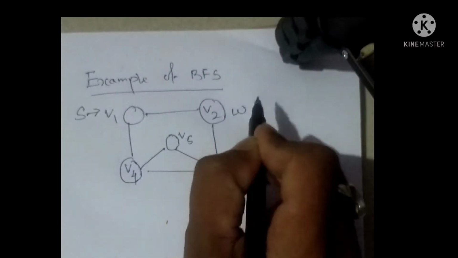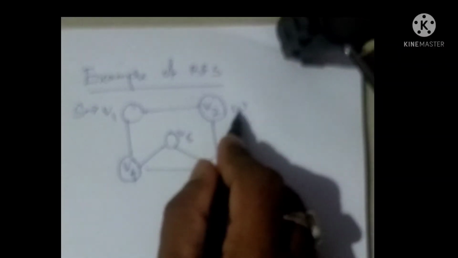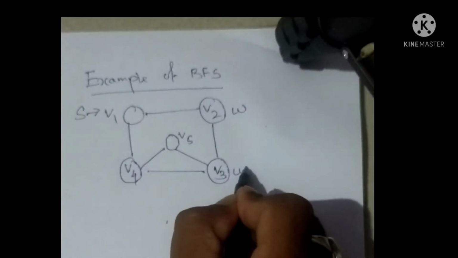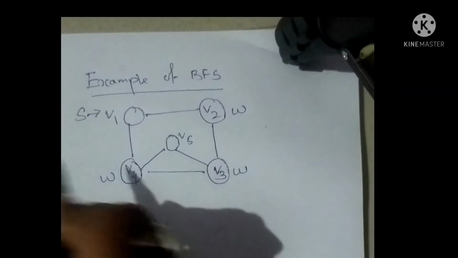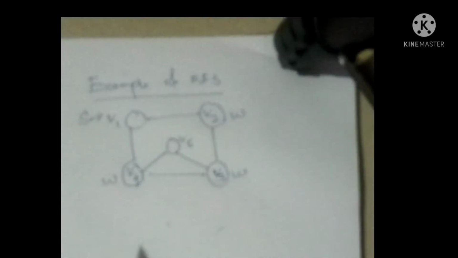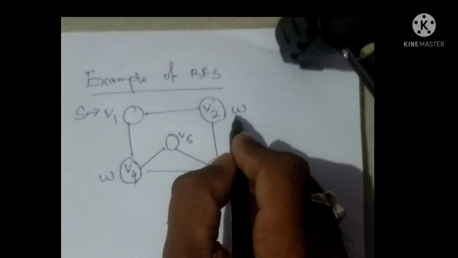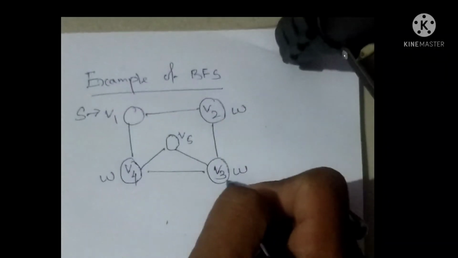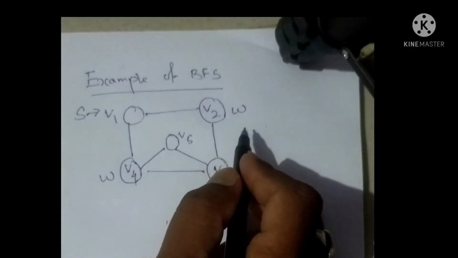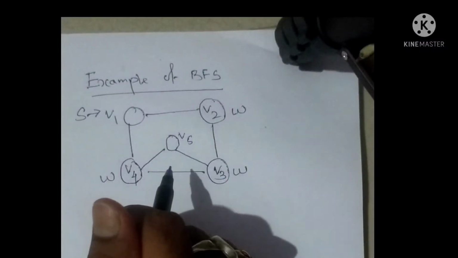So I am writing W. You just imagine that the vertex V2 is painted with the white color, V3 is painted with white color, and V4 is painted with the white color. So I am writing W to indicate that it is painted with the white color. And the parent of V2, V3, V4, they are all nil, so I am not writing anything.